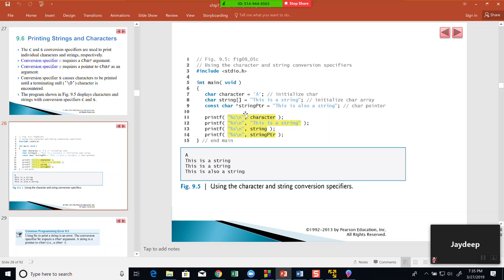And they give the example here. You got your character, which is just a single letter, A. You got your brackets on here. This is going to be an array of characters, and they set equal to this as a string. By default, that /0 is included on there, so you don't have to put it on there at that point. And then here, we got a pointer to this is also a string. And then you see the different ones there. The %C just prints the letter. %S, and all three of these print the string. So different ways of doing that.